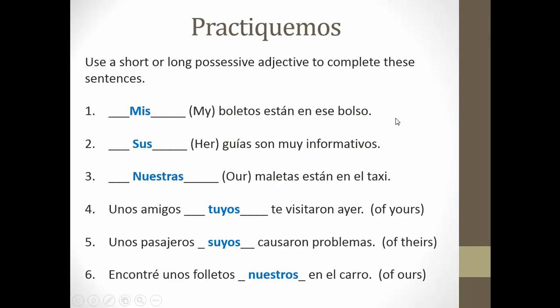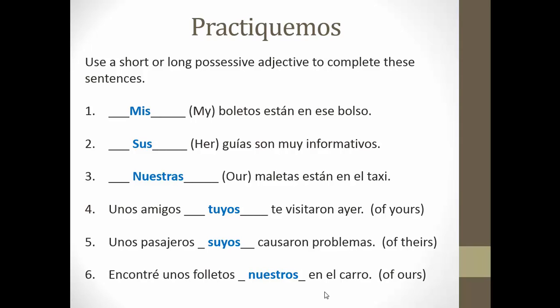Okay, let's review. Her guides, they're informative. So, suyas, guías. Our suitcases are in the taxi, nuestras. Number 4, some friends of yours visited you yesterday, tuyos. Number 5, some passengers of theirs caused problems, okay, suyos. And I found some of our information pamphlets in the car, nuestros.